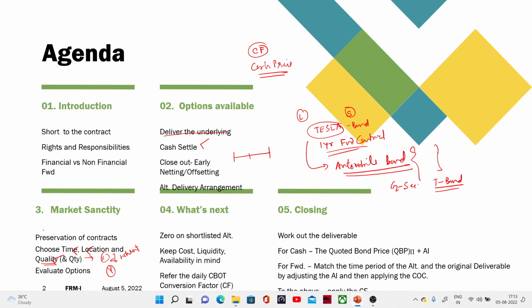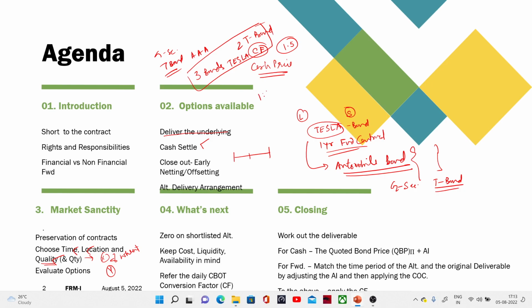Obviously we understand that a GSEC, for example a T bond, is going to be highest rated. Any other bond, especially the corporate bonds, are going to be inferior to that. So the conversion factor is so determined that, let's say, for every three bonds of Tesla, maybe two bonds of government security would be required. Evidently, the conversion factor becomes 1.5.